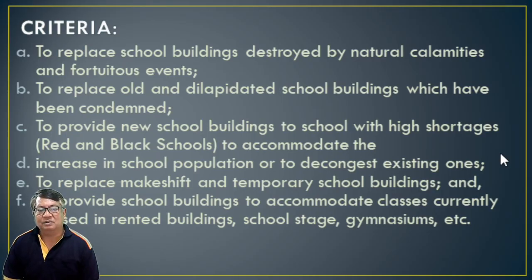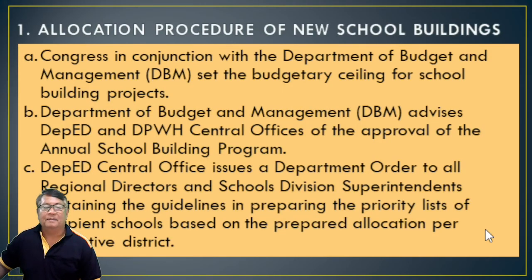Okay, so beyond the control of man, uncontrollable emergencies or calamities; to replace old and dilapidated school buildings which have been condemned; to provide new school buildings to schools with high shortages; to accommodate the increase in school population or to decongest existing ones; to replace makeshift and temporary school buildings. And the last one is to provide school buildings to accommodate classes currently housed in rented buildings, school stages, gymnasiums, and other existing facilities. So, number one, allocation procedure for new school buildings.